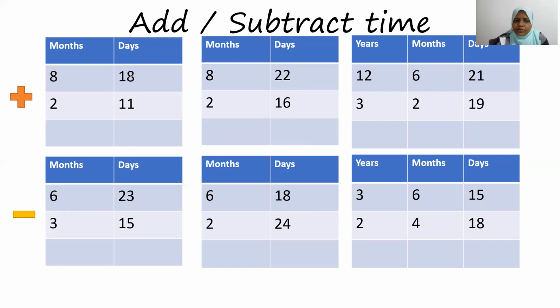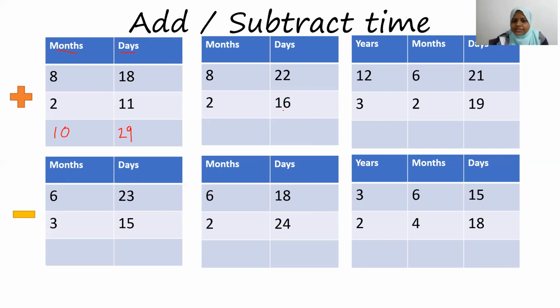Okay, so column by column means 18 plus 11. 18 plus 11, how much? 29. Now see days. When you take days and month, 29 days, is it 1 month? No. So if your answer is a no, you have no problem. Okay, you just write 29 here. That's all. Okay, 8 and 2 is 10. That's all done.